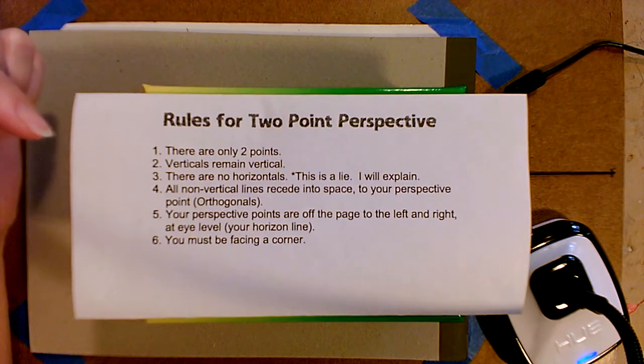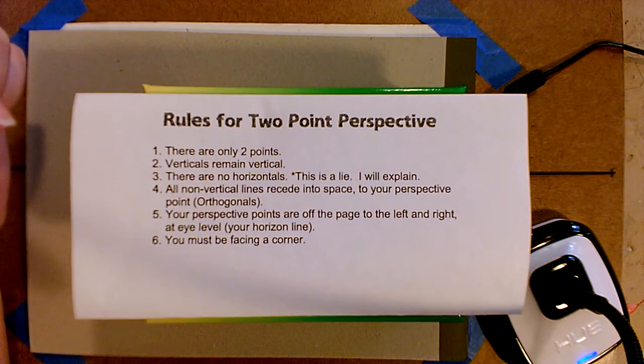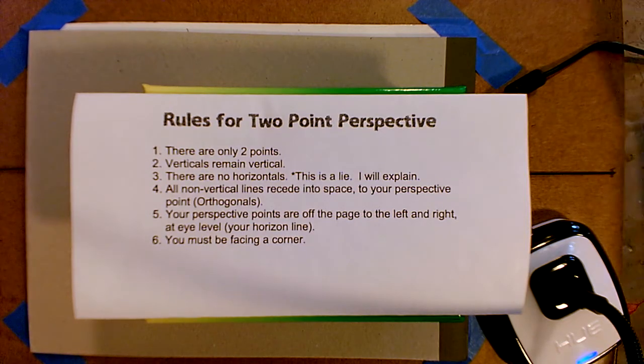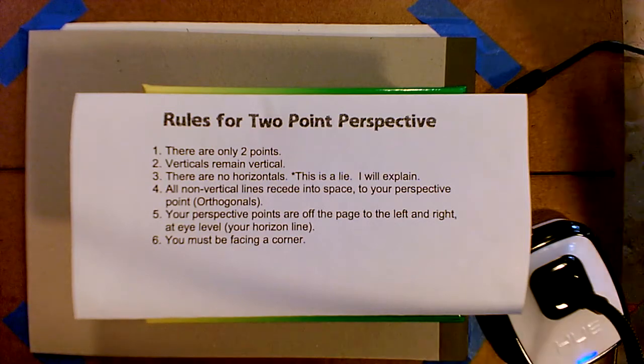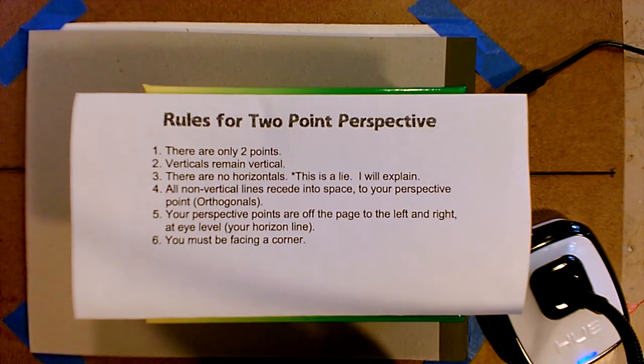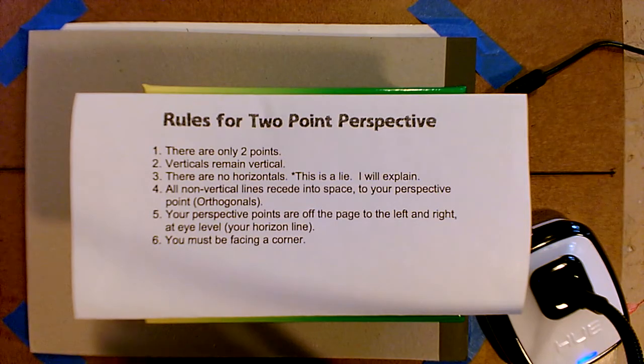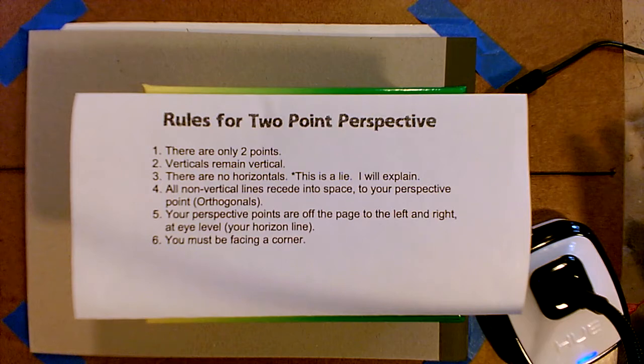Your verticals remain vertical, but there are no horizontal lines. This is a lie. I will explain in a minute. So all non-vertical lines must recede into space towards your perspective points, either one or the other of them. Your perspective points in two-point perspective have to be off of the page. One is to the left and one is to the right.